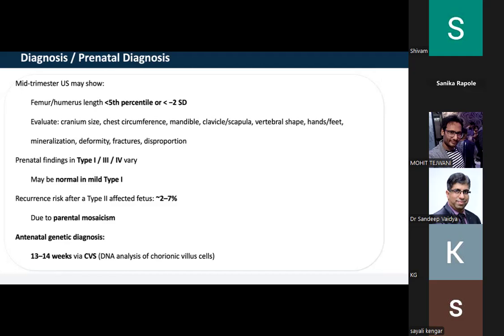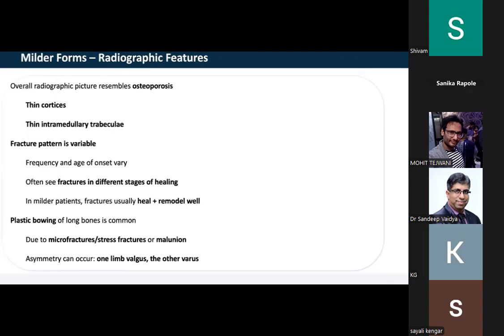But after you get a detection of type 2, the recurrence risk is around 2 to 7% because of parental mosaicism. So counseling is very, very important. And if indicated, early diagnosis via chorionic villus sampling is done around 13 to 14 weeks of gestation. So these are all very severe forms of OI. So what happens when you get the milder forms of OI, when the phenotype is not very dramatic? They are going to have very thin cortices on the X-ray.